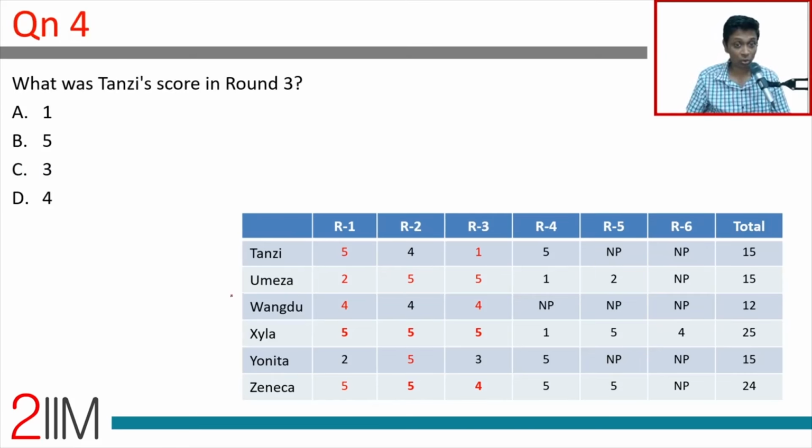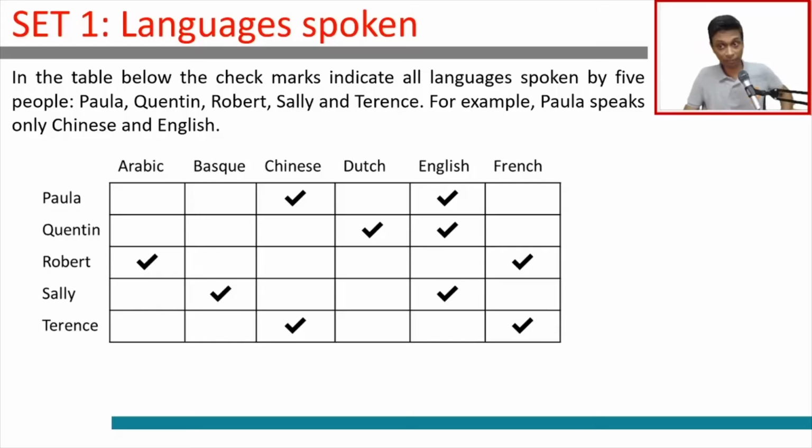What was Tanzi's score in round 3? Round 3, Tanzi, 1. Done. Once you've got the grid, completing it is very easy, but it's a tough set because of too many constraints. You have to get the 25 and 12 going first, then these 3 being equal next. This is a tougher question than what you have seen before, but it's also very much doable.